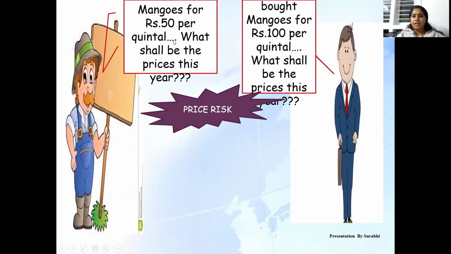What they're trying to tell is the farmer had the price. This is where the price risk is associated. At this point of time, the mangoes were 50 rupees per quintal, and they're questioning the prices this year. From the farmer's end, the price is less, and from the business point of view, the price is more. So he's thinking whether the price will increase or decrease. Here is where the price risk comes into the picture.